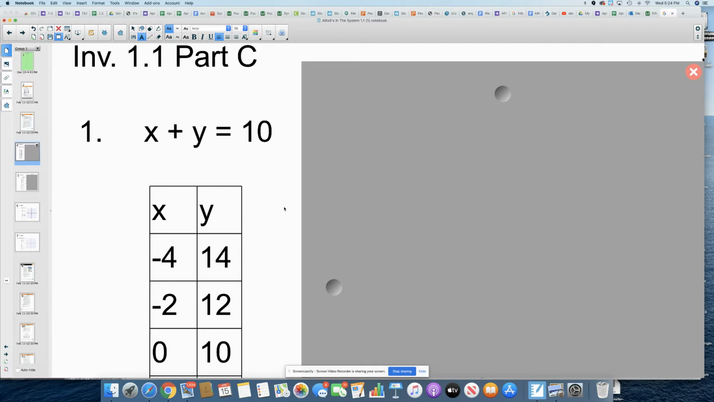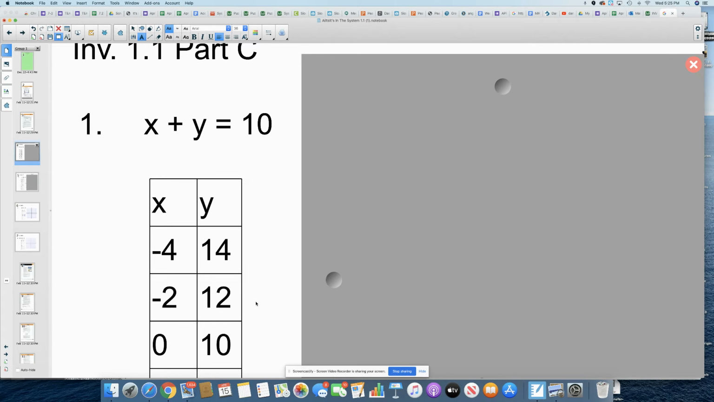Well, hello again. Let's take a look here at part C. So when we're looking here, x plus y equals 10. That one's a pretty easy one to start with because all we're doing is finding values that add up to 10. But the reason this easy question is on here is so that we can always go back and plug in our values.